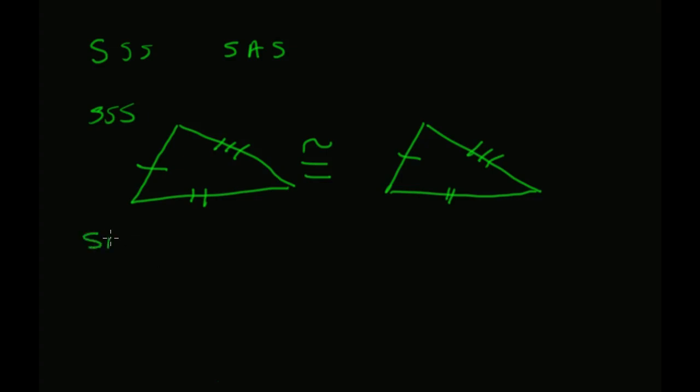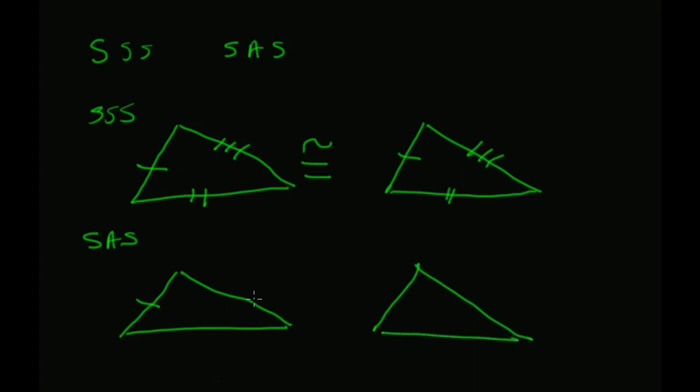The other one is something called the SAS postulate, which says that if 2 sides of one triangle are congruent to 2 sides of the other triangle, and the angle included by those 2 sides is also congruent, then the 2 triangles are congruent. They have the same size and same shape.